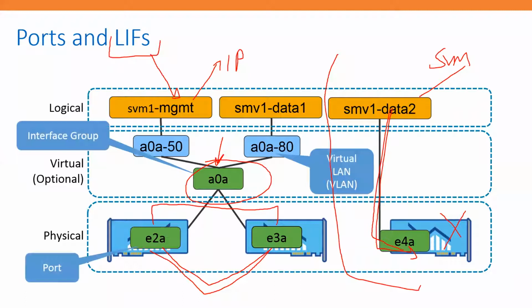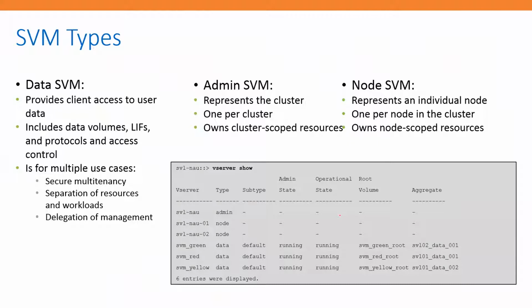But the main idea to put across is that an SVM always needs two things. What are the two things? Which volume is it serving to the clients? And what logical interface will it be available with? So these two things are important. Then, what are the different types of SVMs?